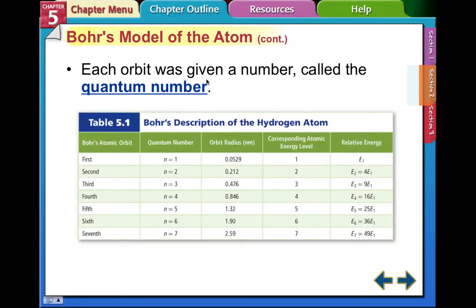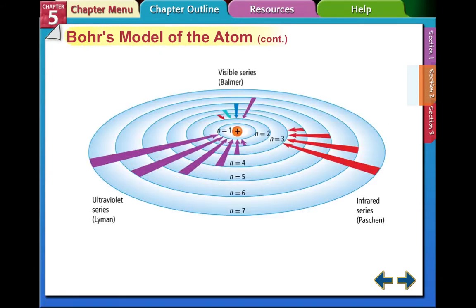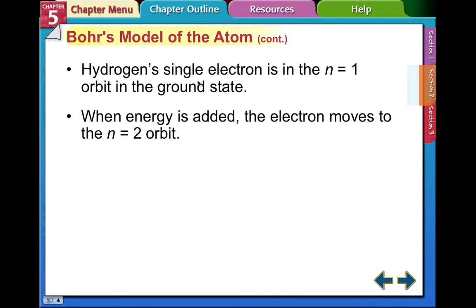Each orbital, or each circle, was given a number called the quantum number. Remember when we talked about quanta being the amount of energy that it can gain or lose? So the one closest to the nucleus was N1. As you move away, N2, N3, and so on. When we talked about hydrogen, hydrogen only has one electron, so it has an N1, which is its ground state. Then he stated that when energy was added, it moved to the N2.